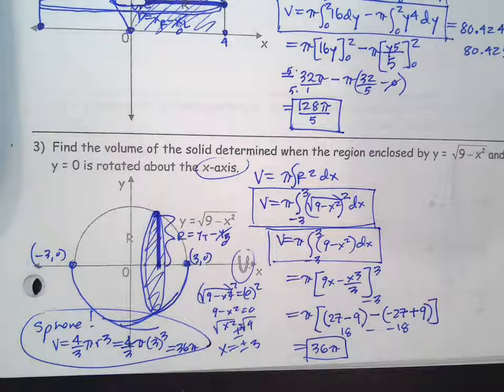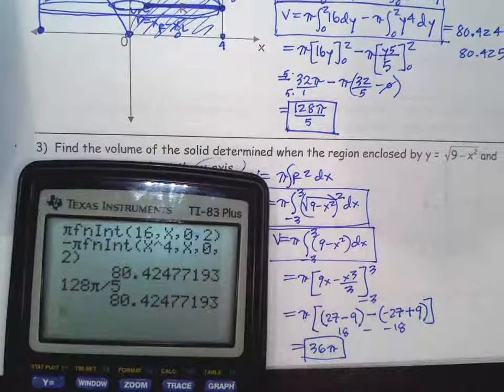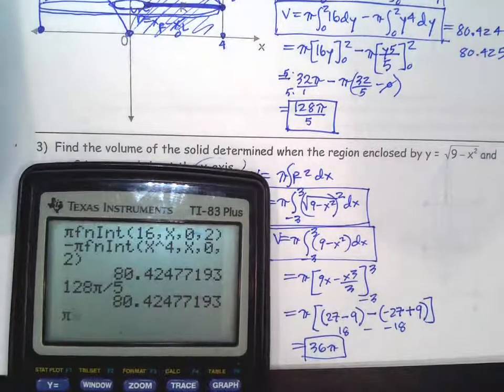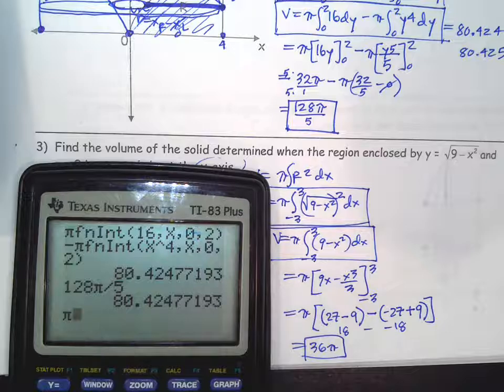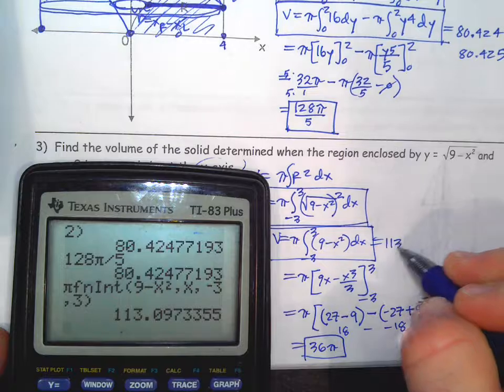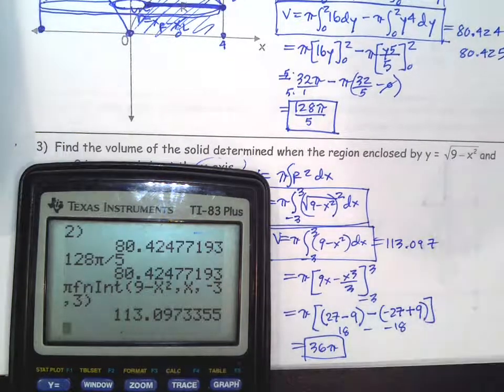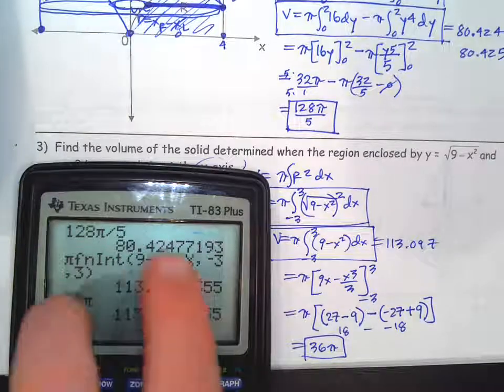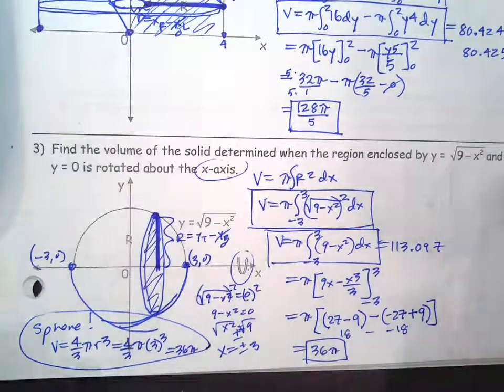So on your calculator, you do pi. Don't forget the pi. People just forget pi. And you can just put it in front. Math 9. You can do pi first, then math 9. And then 9 minus x squared. I already squared the square root, just to make it easier to type in. Comma x, comma -3, comma 3. And we get 113.097 truncated. Comes out the same. 36 pi is same thing. So it's kind of cool. You could check your answers, even the ones you do by hand.